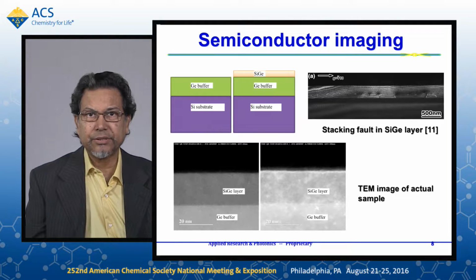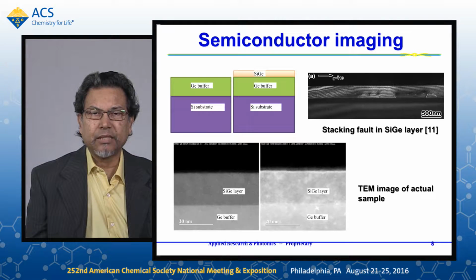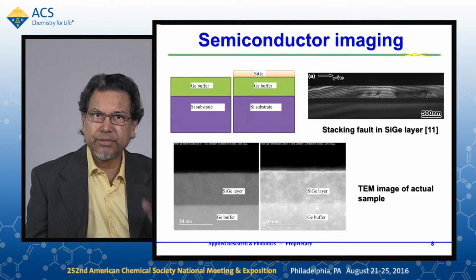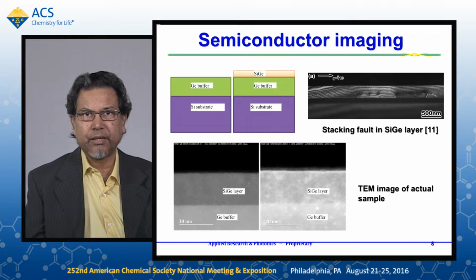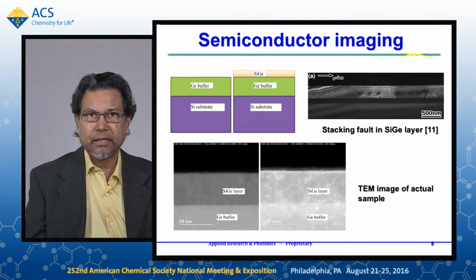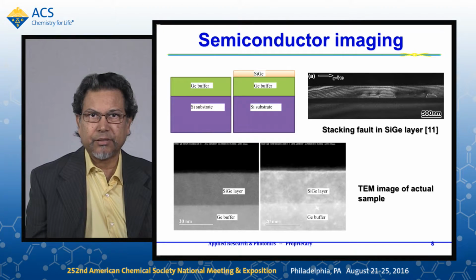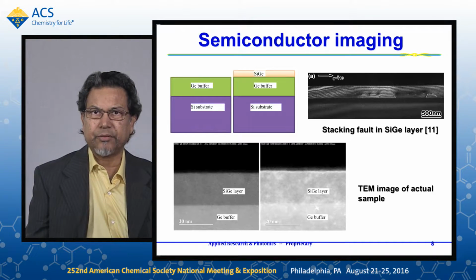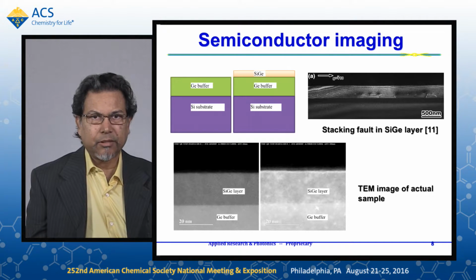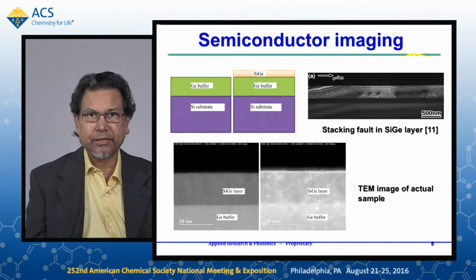So this example shows the stacking fault that we have analyzed with terahertz. The left sketch of the sample is a silicon germanium buffer on a silicon wafer, and then the second sample has, on top of the germanium buffer, a silicon germanium layer. On the right is an example of how the stacking fault looks by TEM from IBM, and on the bottom is the actual TEM image of the actual samples that we have analyzed.